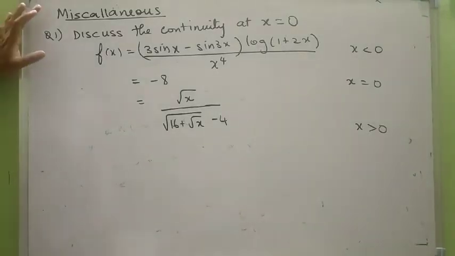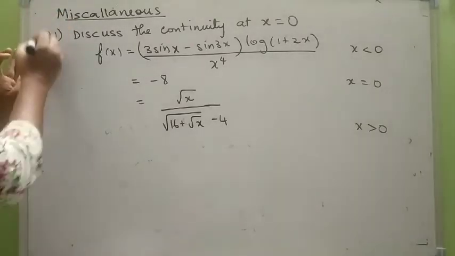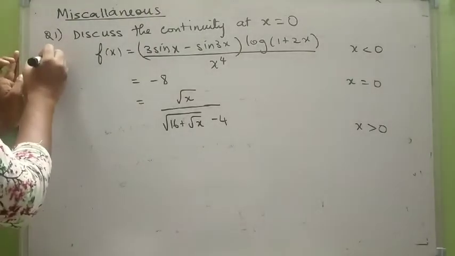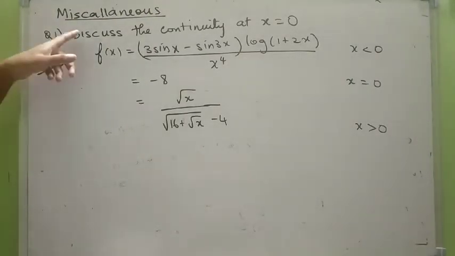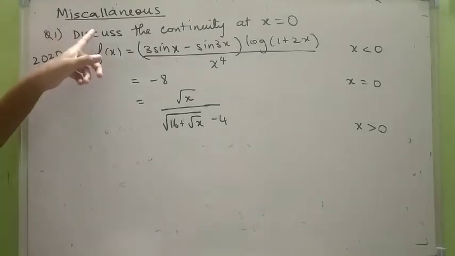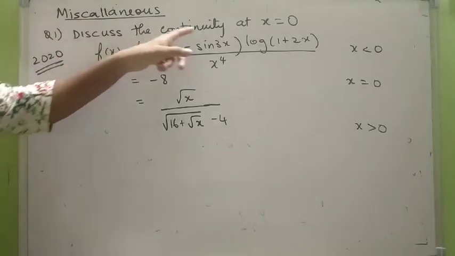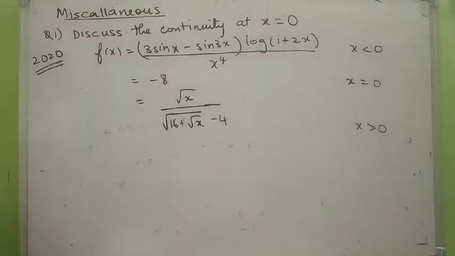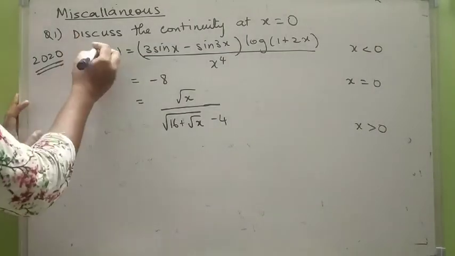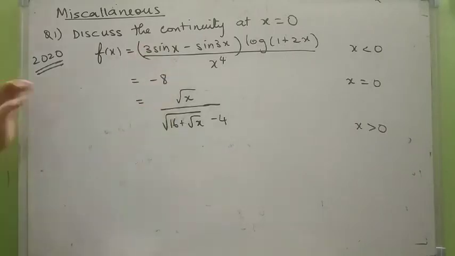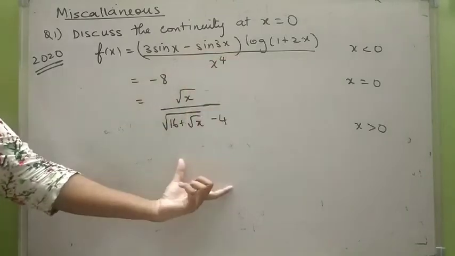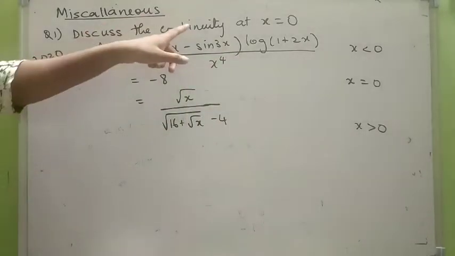Okay, so these are some miscellaneous type of problems, meaning it had appeared in this year's paper. Okay, 2020. Now the question is, discuss the continuity at x is equal to 0. Okay, we have to check whether the left hand limit is equal to right hand limit is equal to f of 0. So this is the question given to you. This is the function. So discuss the continuity.